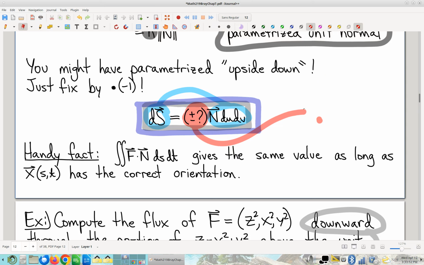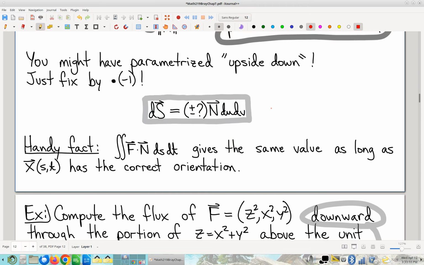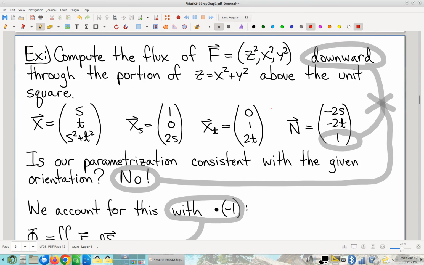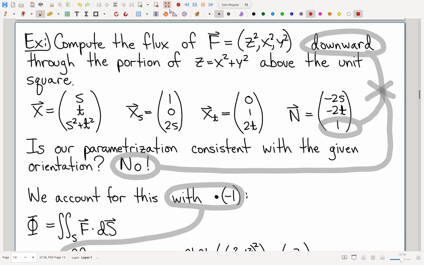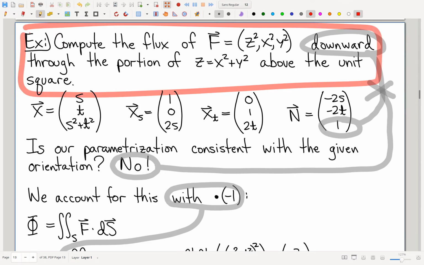Okay, let's do an example. Let's see how this works in practice, what I expect from y'all on exams and homeworks. Here you go. Example question. By the way, it hopefully looks familiar. This is the example we just got through looking at a couple minutes ago. Same vector field. Same paraboloid. Again, looking at the portion above the same unit square. Everything's the same, except I'm now going to take this as being oriented downward.